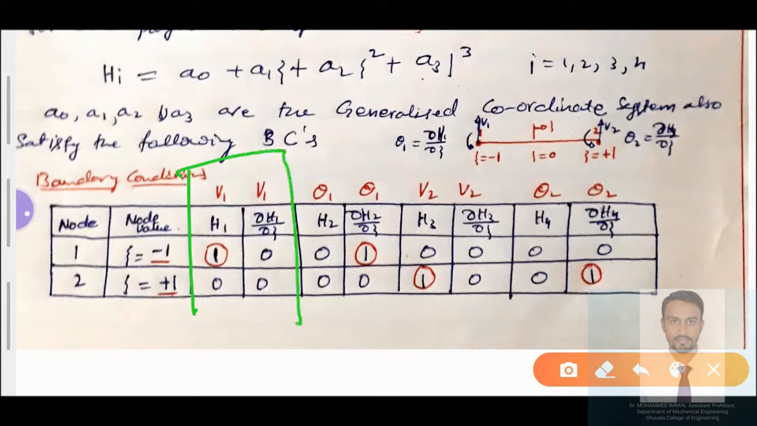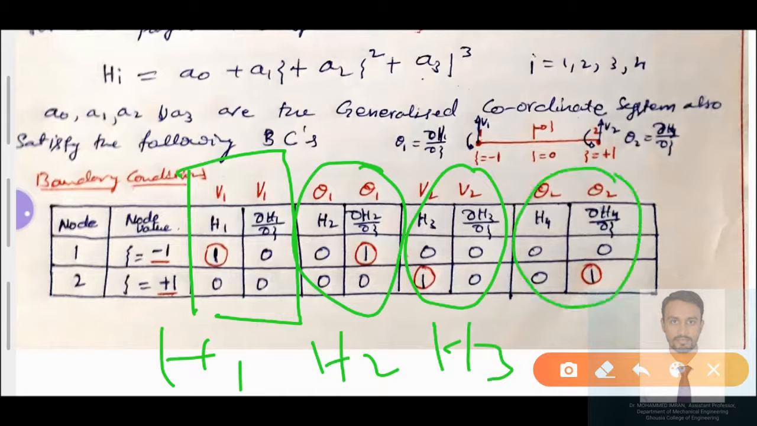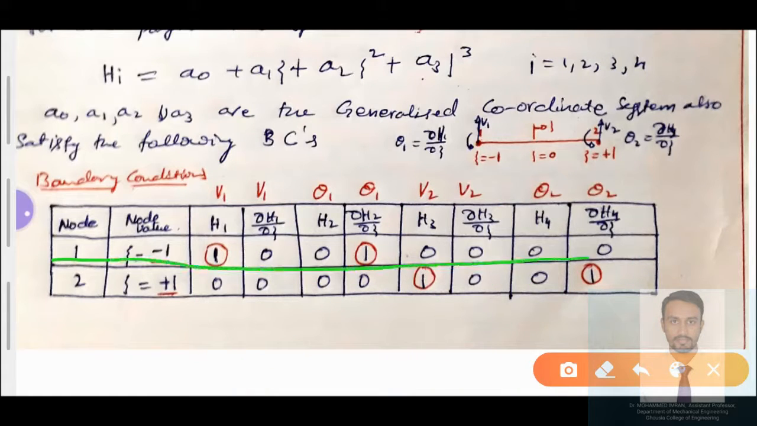Now I'll take this separately to find h1. I'll take this separately to find h2. I'll take the next boundary condition as h3, and then I'll take this as the h4 boundary condition. These are the boundary conditions to find h1, h2, h3, h4. This boundary condition is based on node number 1, this boundary condition is based on node number 2.